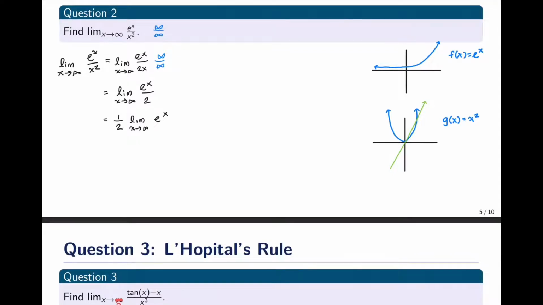Now let's try and understand the behavior as I send x to infinity of e to the x. And again, we're going to go back to our graph over here. As I traverse along the positive x-axis and get farther and farther away from the origin, what happens to my function e to the x? It shoots off to infinity. So that tells me the limit as x goes to infinity of e to the x is infinity. So then I have 1/2 times infinity, and of course, that gives me infinity.